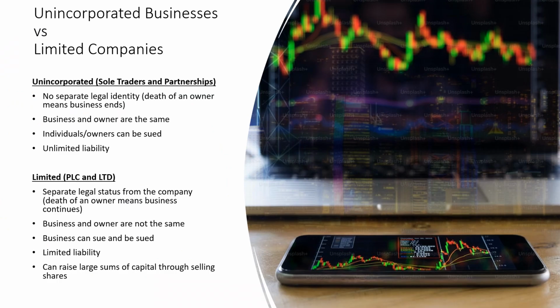So the first thing we'll be looking at is unincorporated businesses versus limited companies. Now, an unincorporated business is basically a sole trader or a partnership. There's no separate legal identity. This means that the death of an owner means the business ends. The business and the owner are the same. Individuals or owners can be sued, and they have unlimited liability, which means that if the business is in debt, the personal possessions of the owners will be sought to pay off the debt.